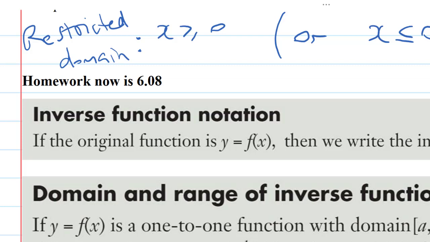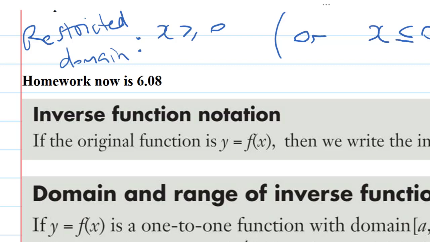And the domain and range of an inverse function. If f(x) is one-to-one, so that means it has an inverse, and the domain is from a up to b, and the range is from f(a) up to f(b), then the domain of the inverse is the range of the original, and the range of the inverse is the domain of the original. So you just switch. That's basically a really fancy, complicated way of saying all the x's become all the y's, and all the y's become all the x's. It's just a formal way of saying that.